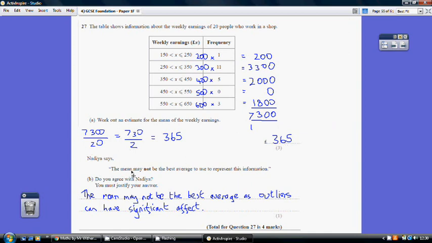Now, we've got this statement, the mean may not be the best average to use to represent this information. Well, that could be the case. The mean can get quite distorted if we've got outliers. So if we had somebody earning a huge amount or a real tiny amount, it might have a real bearing on the outcome. So that's sometimes where we would use the median instead. So what we can say is the mean may not be the best average, as outliers can have a significant effect.